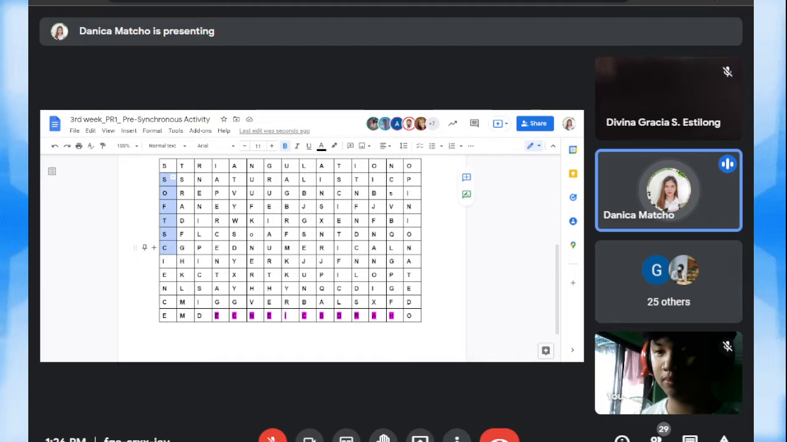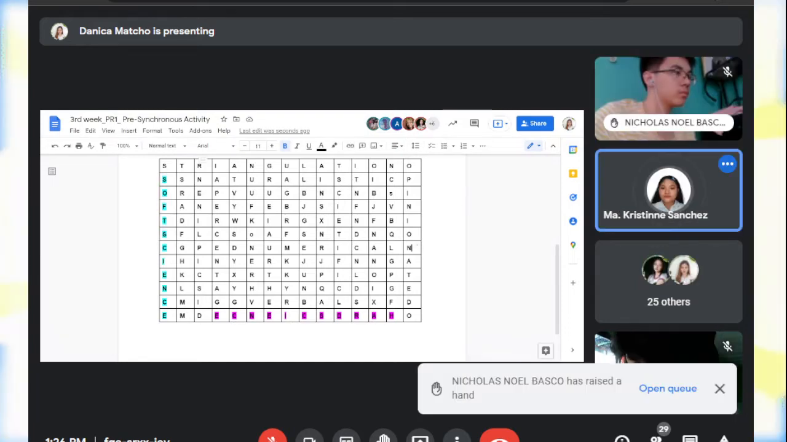Next will be naturalistic. Where can we find the word naturalistic? Yes, let us have another, and let us have Tintin. Sa third column po, third column, second row hanggang 14 column. Okay, very good. So we have here the word naturalistic.